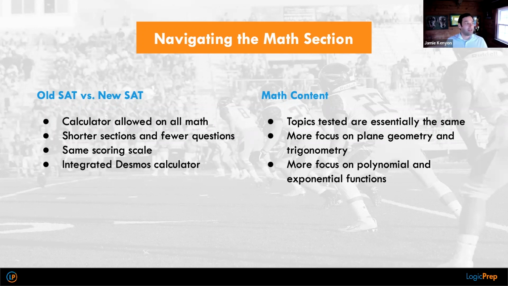The really nice thing about the content is that the topics are all the same. The focus has shifted a bit. They ask more about plane geometry and trigonometry than they did on the paper test. So make sure that you're brushing up on SOHCAHTOA and pi r squared and 2 pi r and other fun equations like that. And they're also focusing more on polynomial and exponential functions. So you need to be very familiar with how exponential functions and polynomial functions behave and what their graphs indicate.